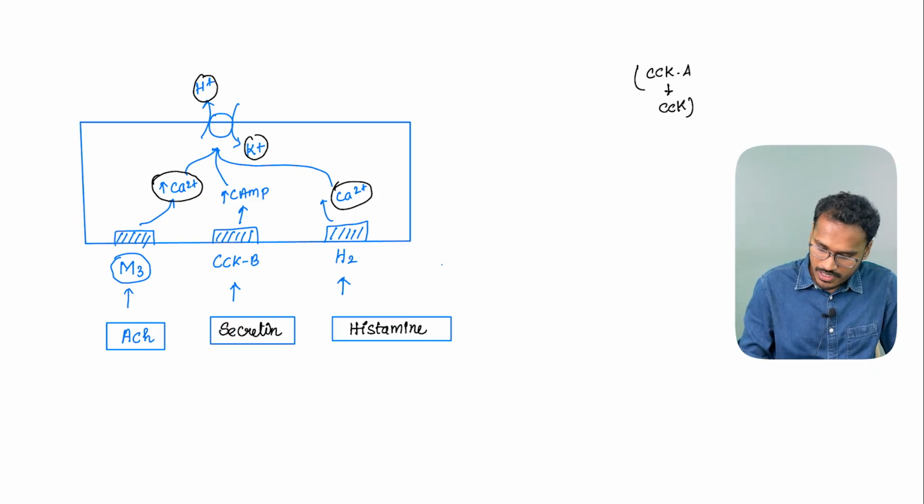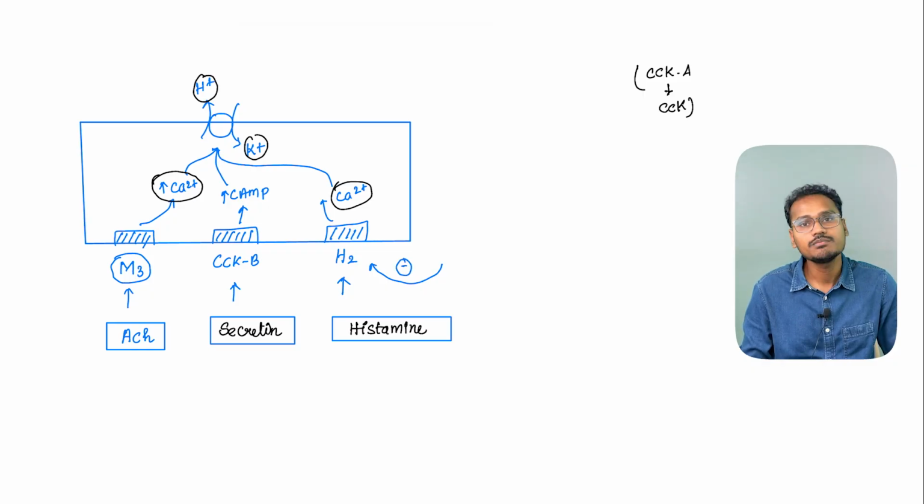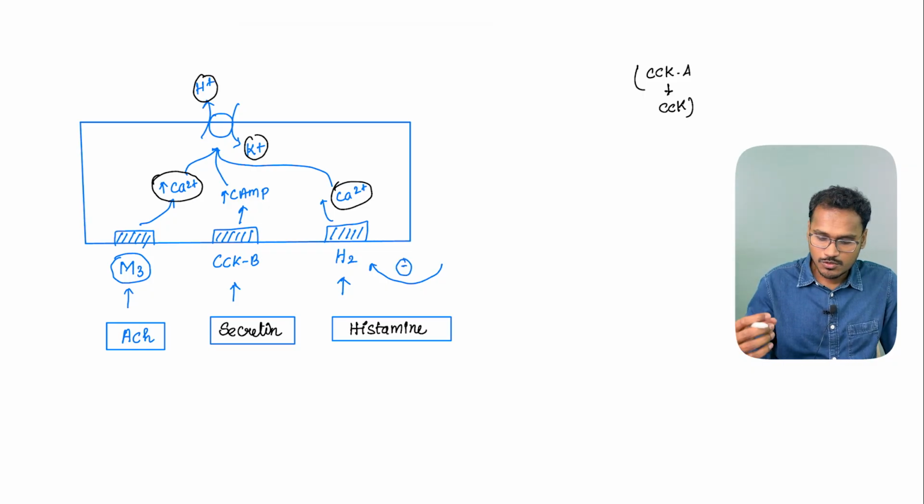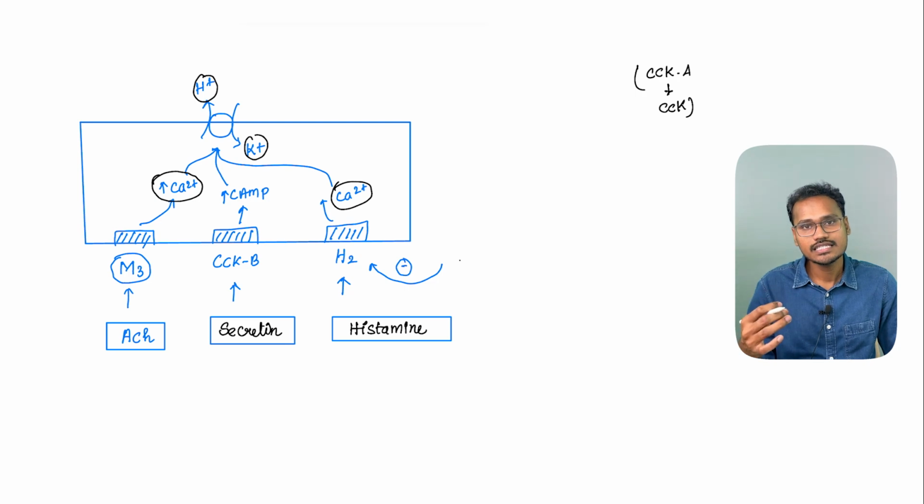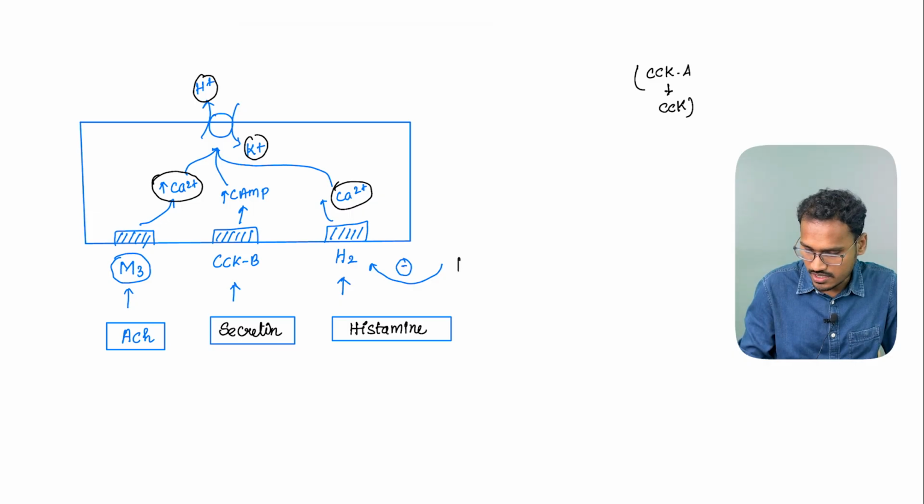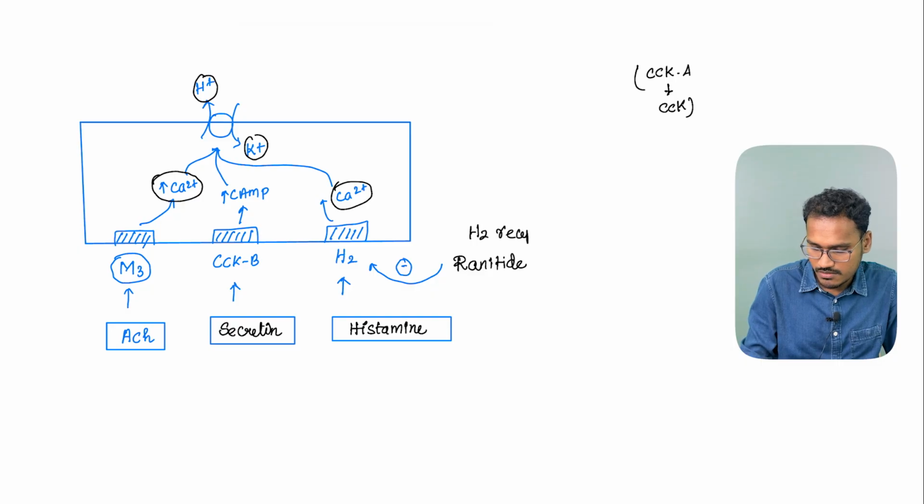So, if I am able to block this H2 receptor somehow, will the acid secretion come down? Obviously, yes. So, to a patient where the acid secretion is not that severe, or he is coming to the clinics for the first time, in those patients, we can try out this drug that is called ranitidine. Ranitidine is nothing but an H2 receptor blocker.